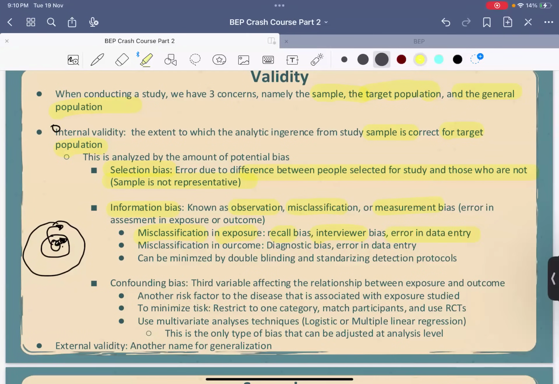Then there's also error in data entry. Okay, that's the obvious one. Then misclassification in outcome may come as diagnostic bias. You diagnose this as the outcome when it's a false diagnosis, or error in data entry. So this can be minimized by double blinding and standardizing detection protocols. So if the exposure is assessed by a certain measure by one person conducting the research, other people who are conducting the same research have to use the same measures, the same questions asked, the same type of communication, and so on. Okay, in order to not have differences.